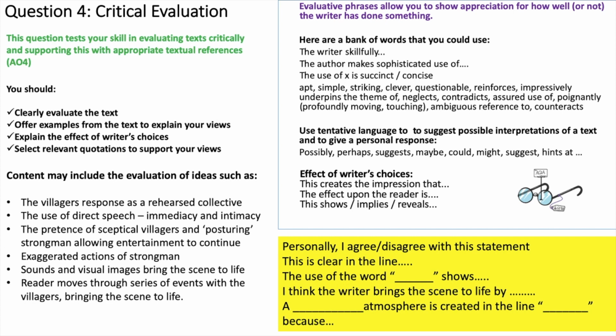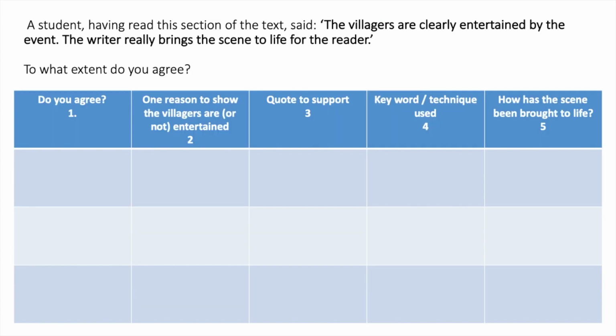Read back over the source and consider what evidence is in the extract to suggest that the villagers are clearly entertained by the event. You may want to highlight or annotate the source in response to the bullet points which guide your response here. You have 3 minutes. Off you go. You may want to use this grid to help you plan and structure your ideas.